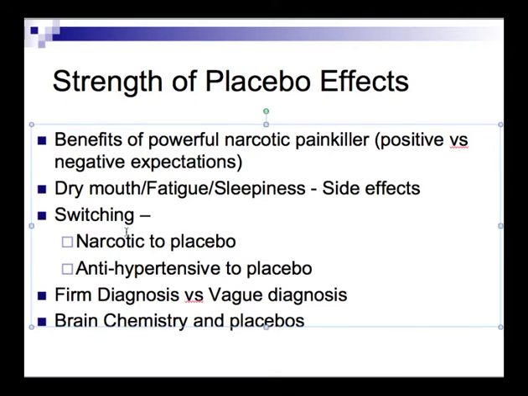And they've even done things like what they call a switching design, where they start someone on narcotics and then replace the narcotic pills about halfway through the treatment with placebos.